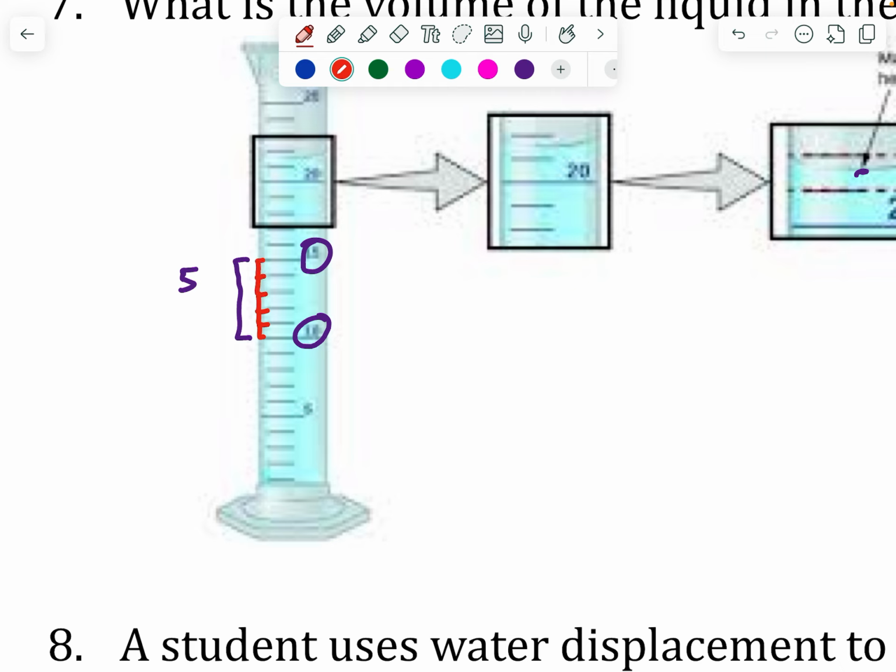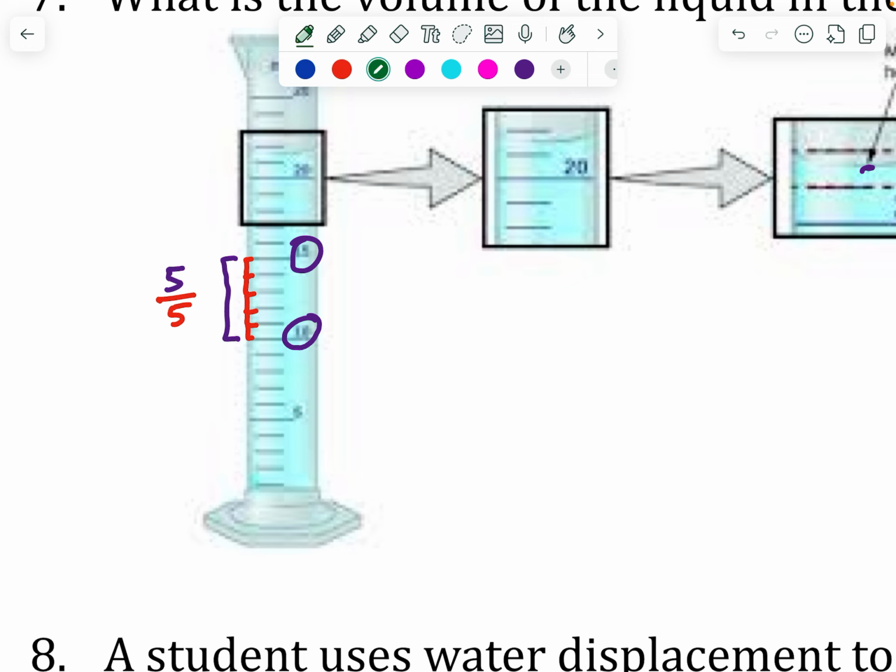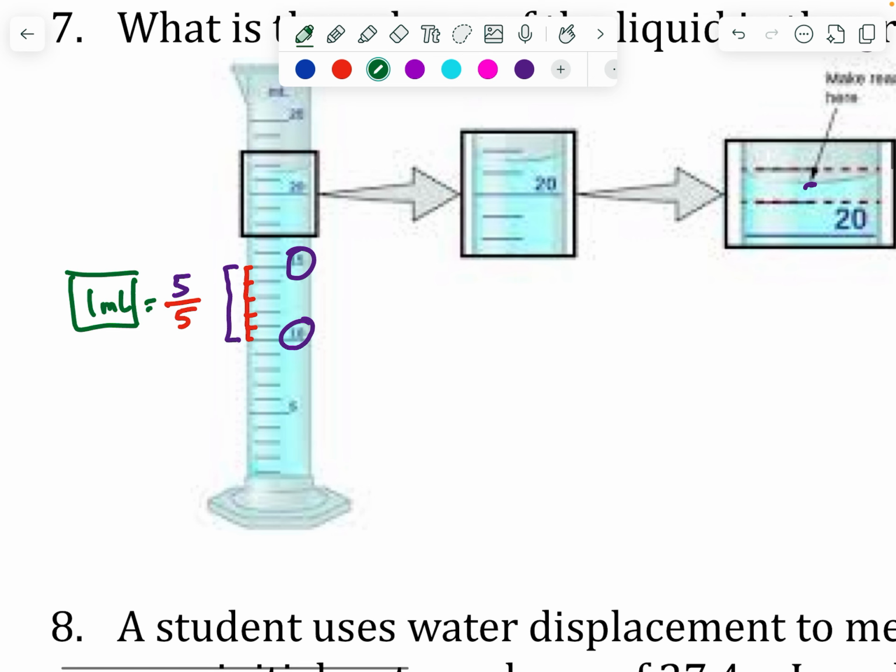So what I can do now is divide my jump between the numbers that I can read by how many hash marks there are, or spaces there are, until I get to that other one. And what we end up with is 1. So this right here is what our hash marks go up by, 1 milliliter. So you probably could have figured that out just by counting, but again, that's a mathematical way to do that.